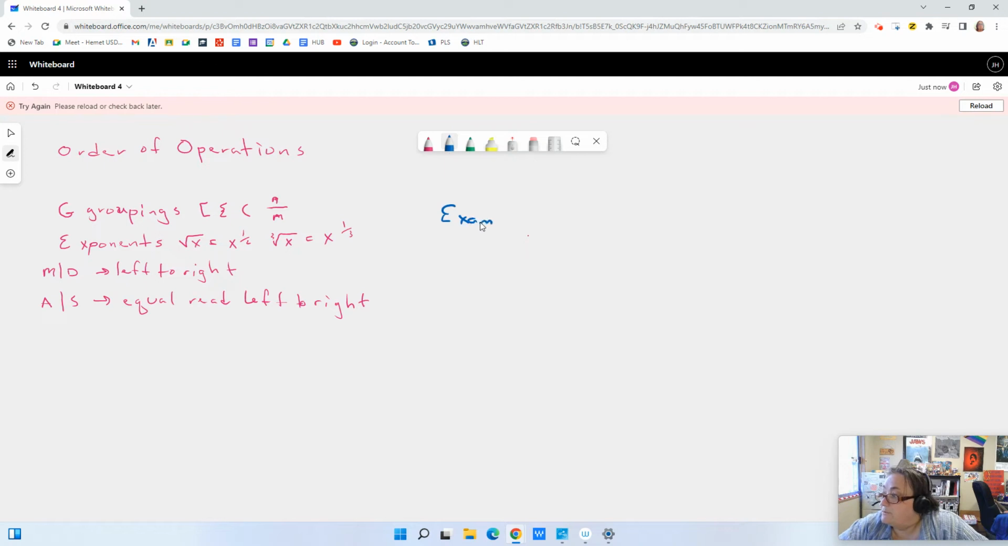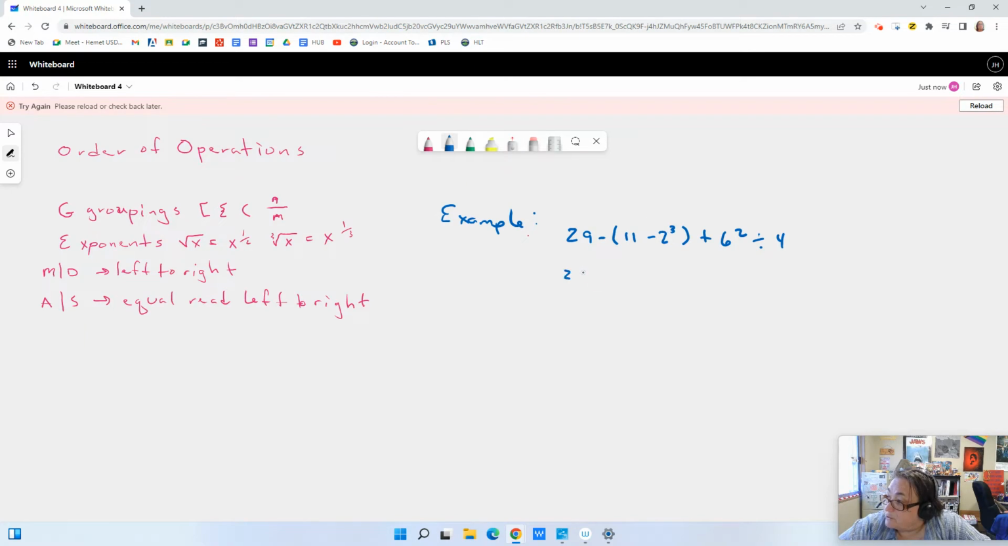So my first example would be, what if I have 29 minus, parentheses, 11 minus 2 cubed, plus 6 squared divided by 4. Let me make sure I wrote that down properly. Okay. So when we're looking at this problem, the first thing we're going to deal with is that grouping inside there, right? We've got that 11 minus 2 cubed. Well, that's an exponent inside there.